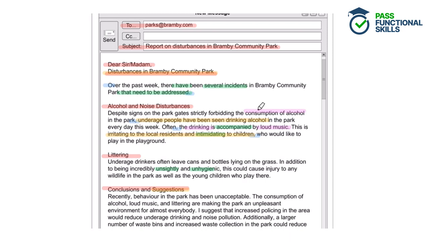So using paragraphs is really, really important in your answer to break up different parts of information so that it's easier for the reader to understand. Paragraphs have been used in a really logical order in this answer. So we've got the first paragraph, which introduces what the report will be about, the incidents in the park. We've got the second paragraph explaining alcohol and noise problems. And then the third paragraph follows on from this really well, to say that these alcohol problems have been linked to littering, because it's underage drinkers that are leaving litter in the park.